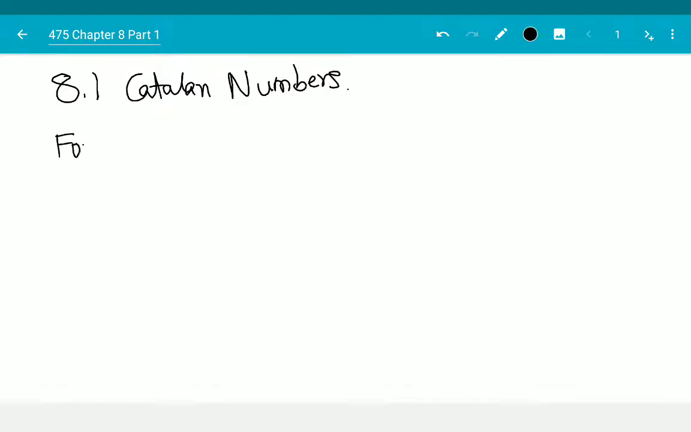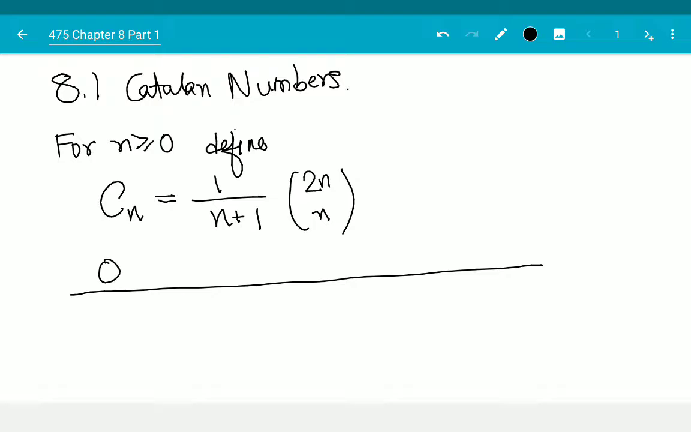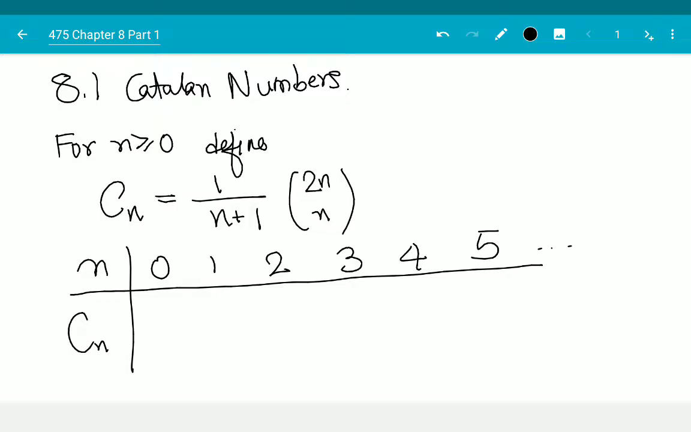For n greater than or equal to 1, actually you can define it for 0. For n greater than or equal to 0, define the Catalan number Cn as equal to 1 over n plus 1 of 2n choose n, right? And so what does this sequence look like? n, Cn: 0, 1, 2, 3, 4, 5, and so on.